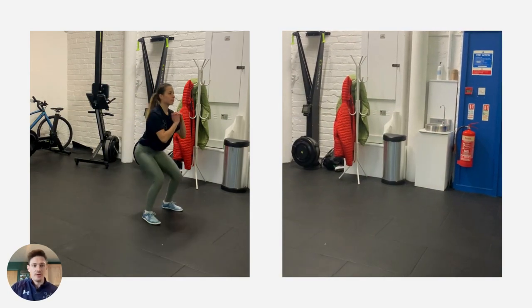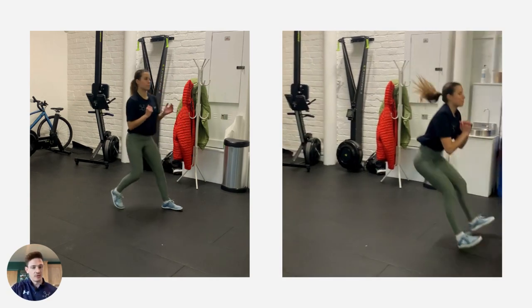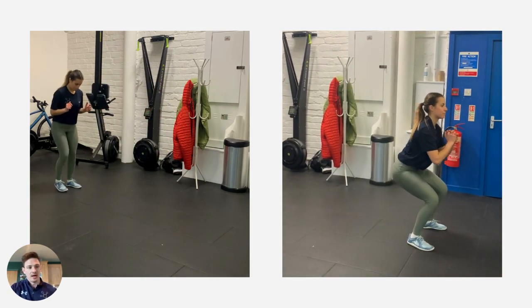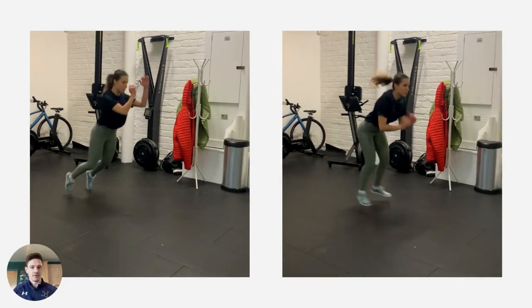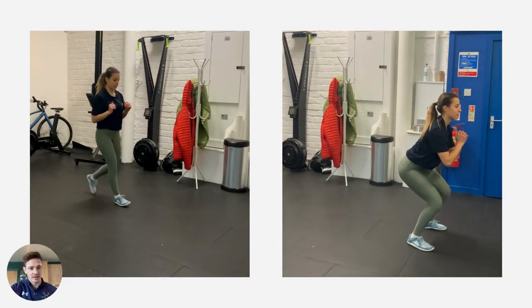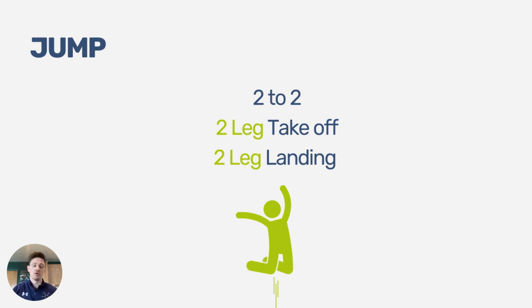Okay, so on the left, we've got just a static single jump, and on the right, we have a double jump. They are both forms of jumps. There is a 2-leg takeoff, there is a 2-leg landing. They would be forms of jumps.